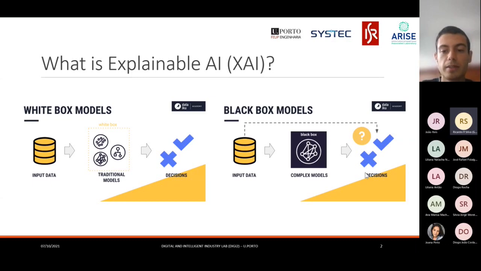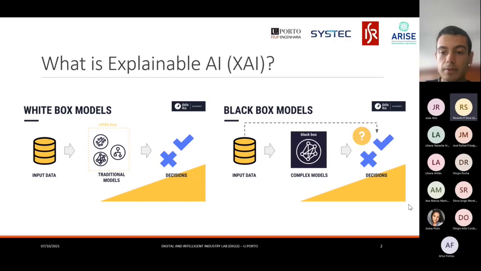There are some simple machine learning models such as linear regression and decision trees, which are easier to understand and to explain, and therefore they are called white box models. In these kinds of models, we can easily establish a relationship between the data used to train the model and the model output. So then we can explain why a certain outcome was given for a specific input.